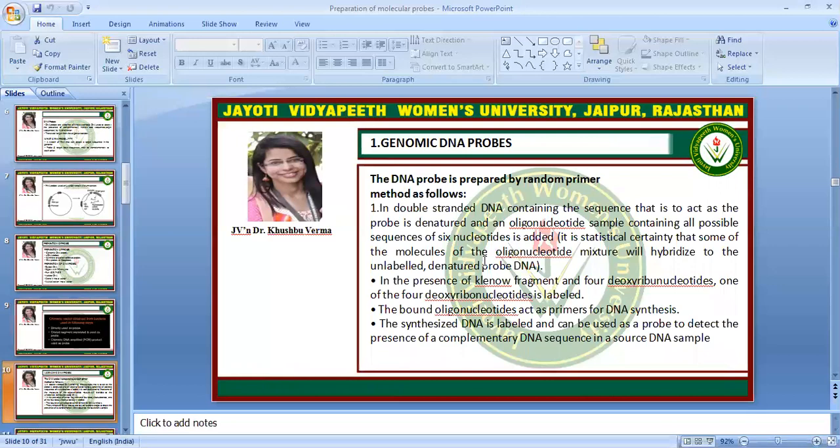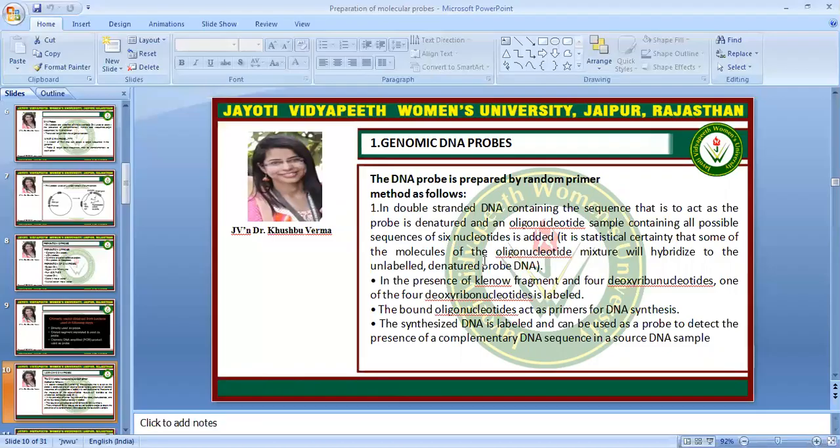Now we will discuss genomic DNA probes. The DNA probe is prepared by the random primer method as follows. The double-stranded DNA containing the sequence that is to act as the probe is denatured and an oligonucleotide sample containing all possible sequences of 6 nucleotides is added. It is certain that some of the molecules of the oligonucleotide mixture will hybridize to the unlabeled denatured probe DNA.